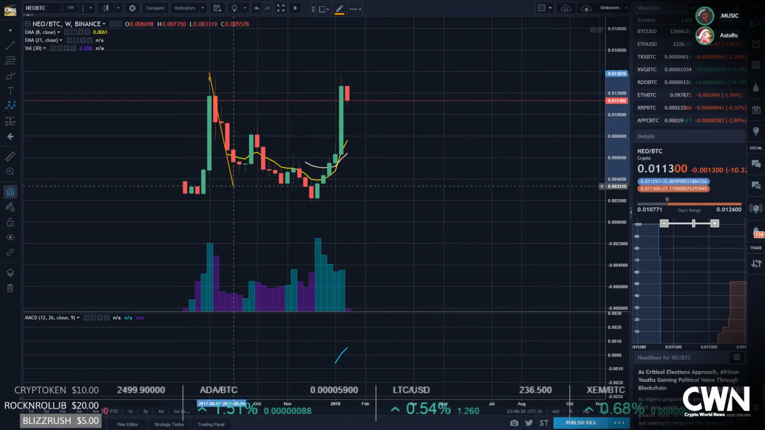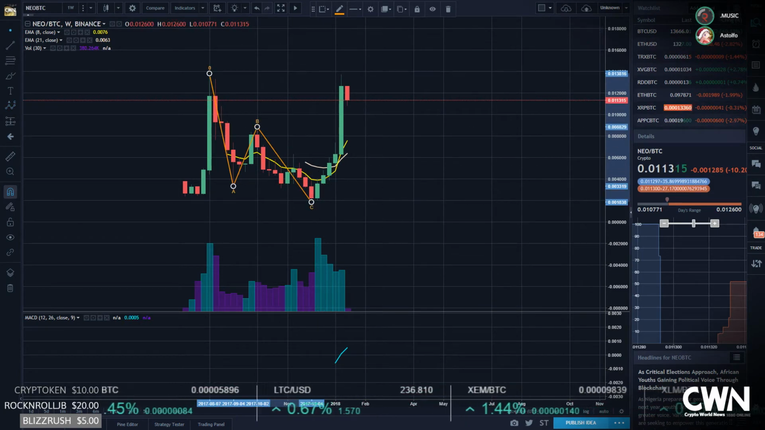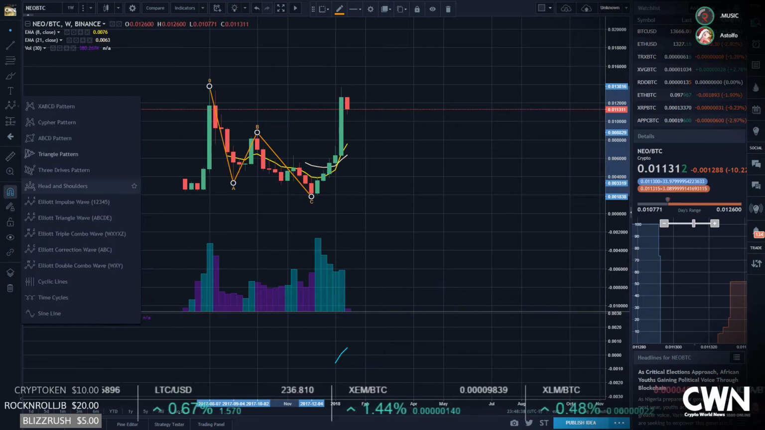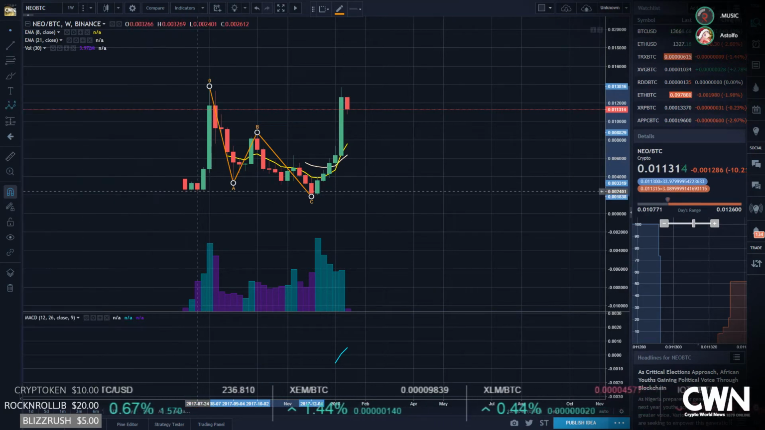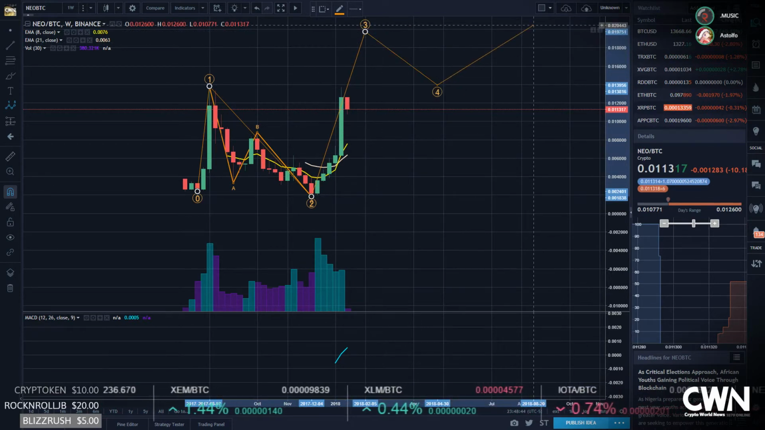This looks really good. This looks like an ABC correction to me. Fantastic. We're looking at a weekly chart here. Definitely our 1-2 impulse here in a primary weekly third.